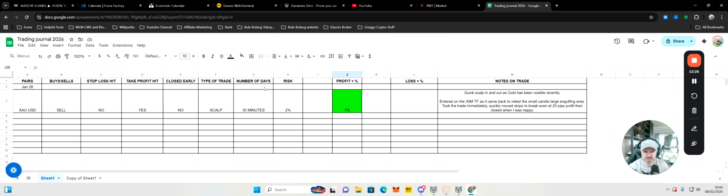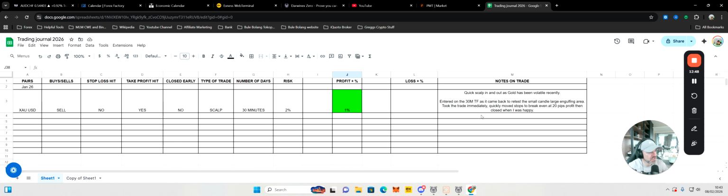Type of trade, scalp trade, number of days, 30 minutes, risk 2%, profit 1%. Okay, so I'm not a fan of this. I'm not a fan of risking more than I make. However, I just took what the market gave me. If it's going to pull back on me, I instantly cut it. If it's a scalp, not a swing trade, you don't want to let them pull back because they can very quickly put you back into drawdown. You want to take your money and run, okay?